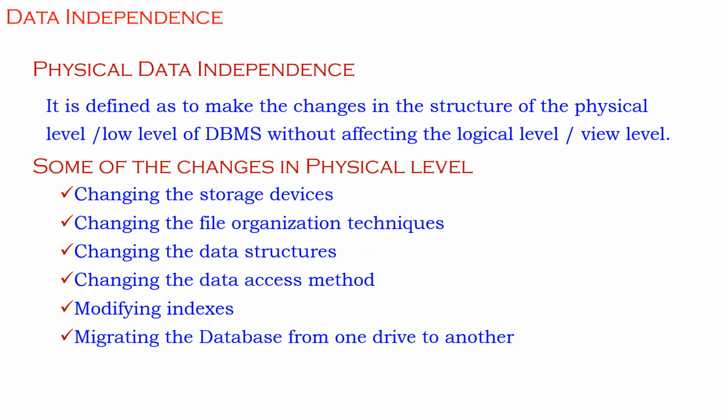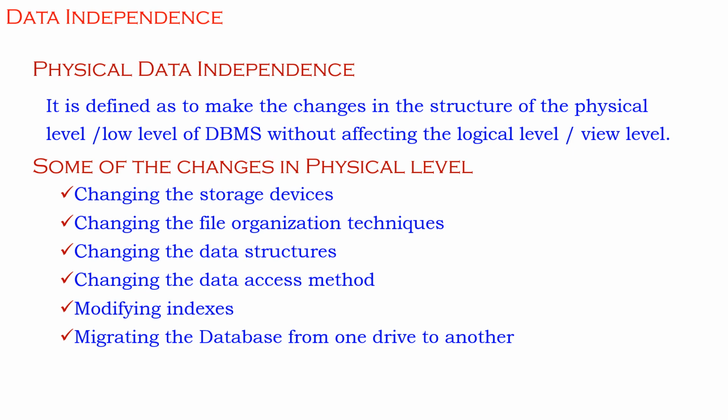So what is physical data independence? It is defined as how we are going to make changes in the structure of the physical level. We all know what the physical level is. It is the lower level of the DBMS. If you are able to make that change without affecting the logical level, then it is physical data independence.